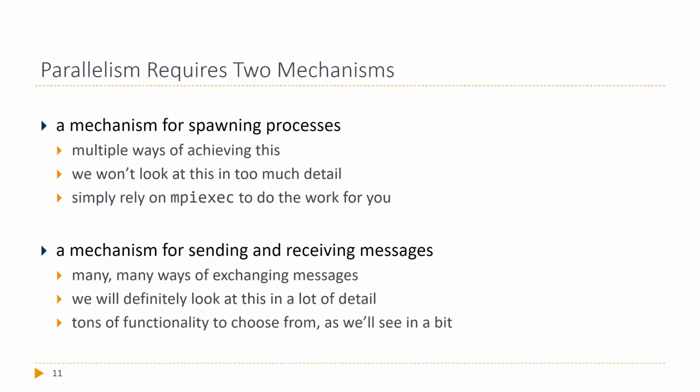So parallelism mainly requires two mechanisms for having parallel programs and having them work properly. First of all, you need a mechanism that spawns processes, and then you need a mechanism for sending and receiving messages and exchanging data. Spawning processes is really more about operating system details and job orchestration, job managers, and so on. There are multiple ways of achieving this, and we won't look at this in too much detail because at least for what I do, there's not too much research going on, and to be honest, I find it a little bit boring. You just start multiple processes and then they're there and they can work.